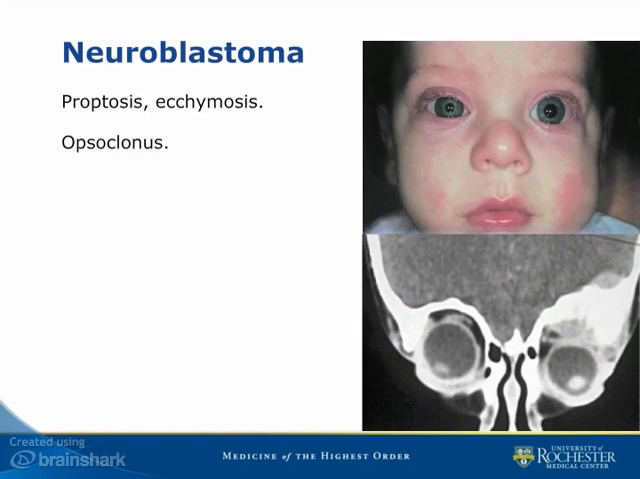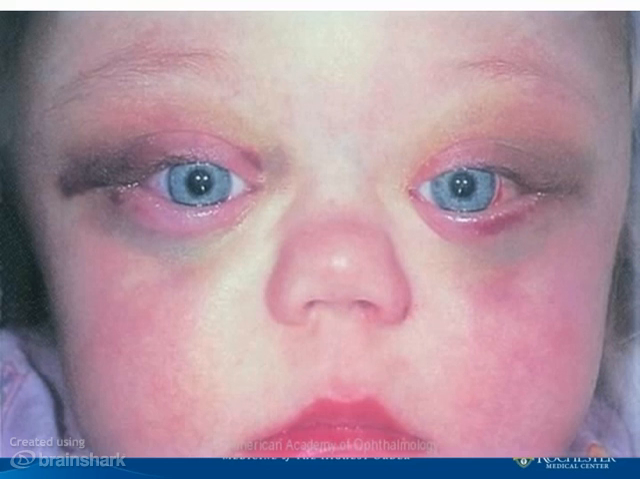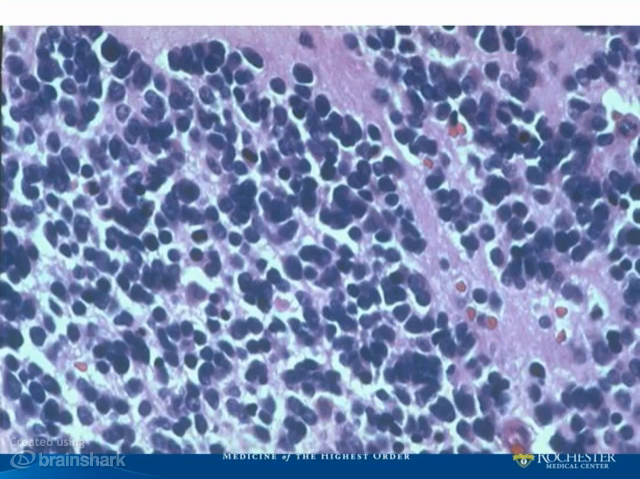These patients tend to get proptosis if it's metastatic to the orbit, as well as lid ecchymosis. The opsoclonus that's noted with neuroblastoma is a paraneoplastic process. Histologically, neuroblastoma is one of the blue cell tumors with large nuclei.